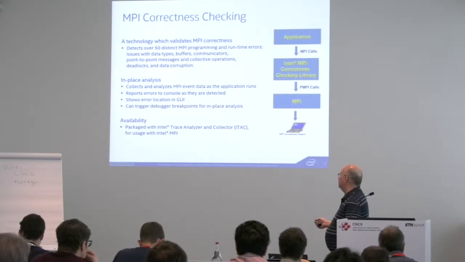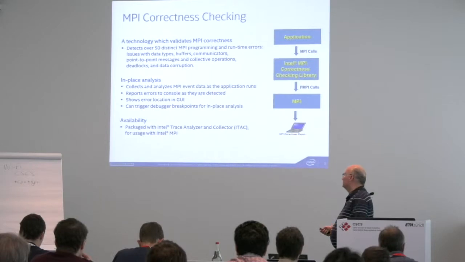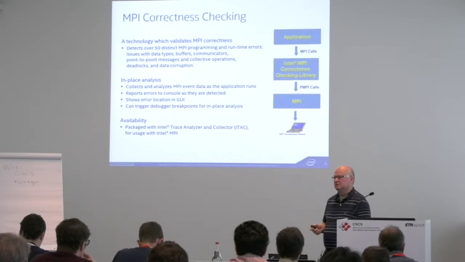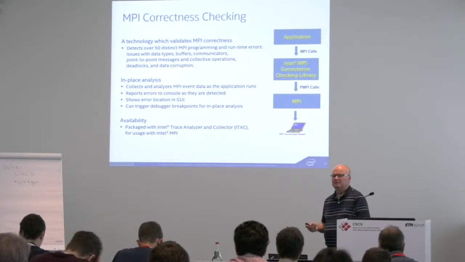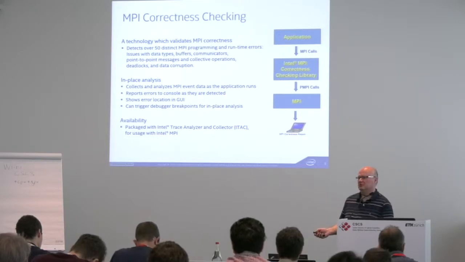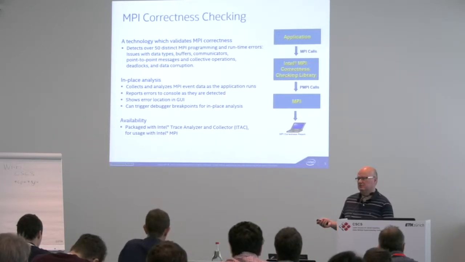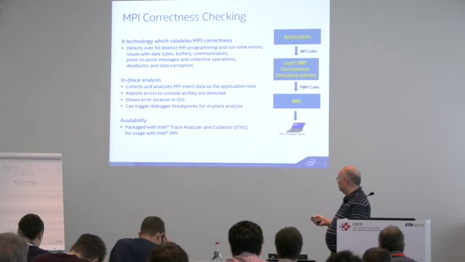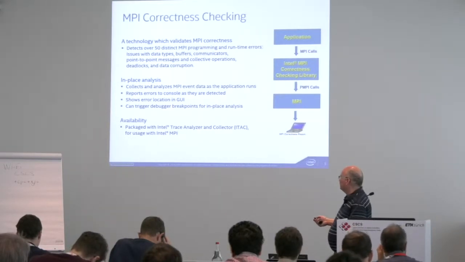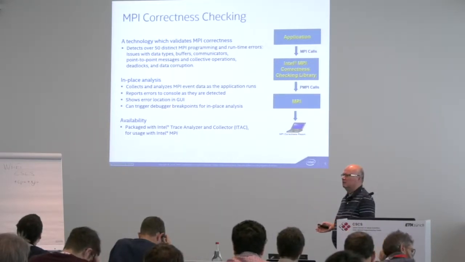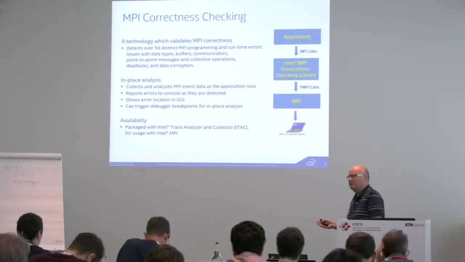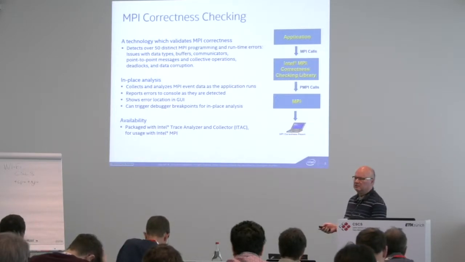Availability: it's packaged with the Intel Trace Analyzer and Collector, ITAC, for use with Intel MPI. But since the binary interface is now quite similar, I would say there's a good chance that it works with Cray MPI as well. So I would give it a try and find out if it's really applicable for Cray MPI. Otherwise, this is not performance critical, and if you have a compatibility mode, even if it runs slower, you get the information here with Intel MPI.